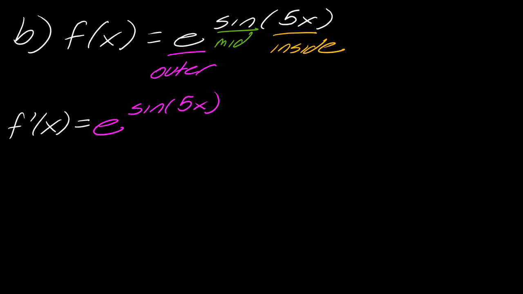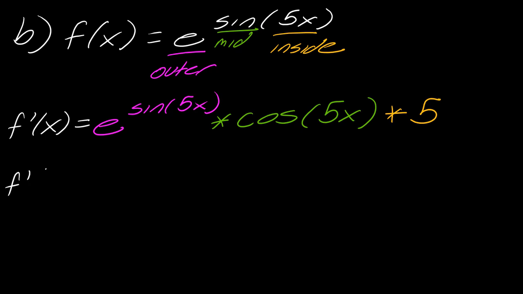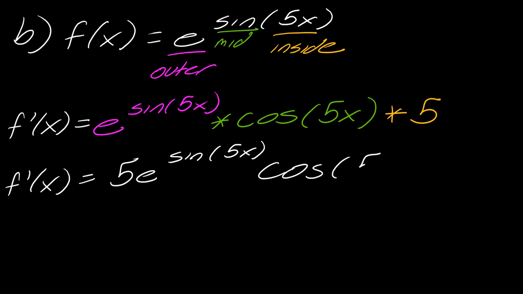And now I'm going to work my way towards the next derivative. The next derivative here would be sine. So what's the derivative of sine? It's cosine. So I take the derivative of that, and then I leave the inside intact. And now for that final function, the derivative of 5x would just be 5. So here are all the pieces of this derivative. And so then this is going to be 5e to the sine 5x cosine of 5x.